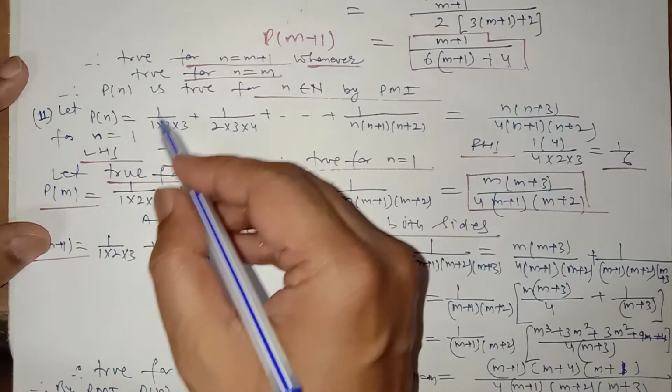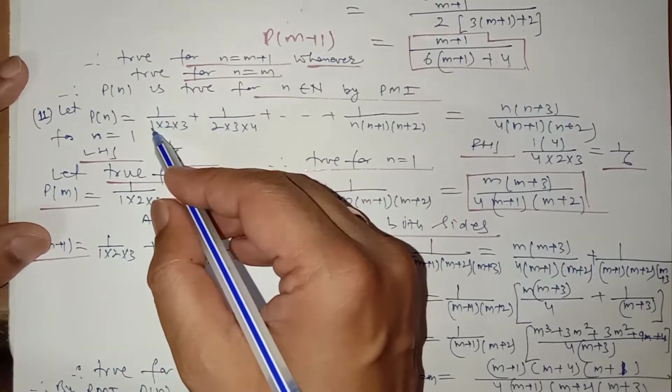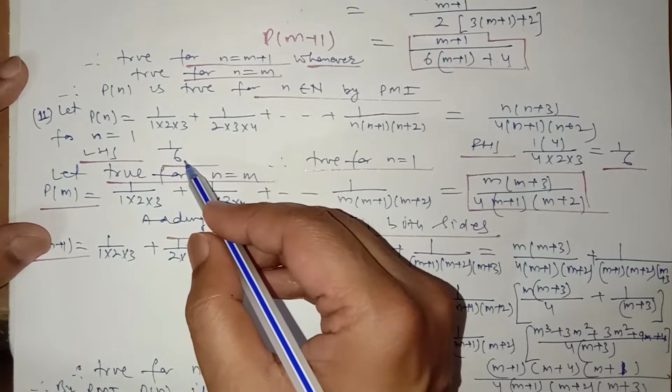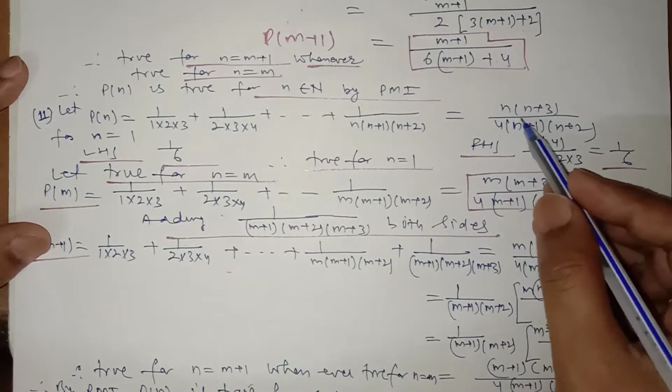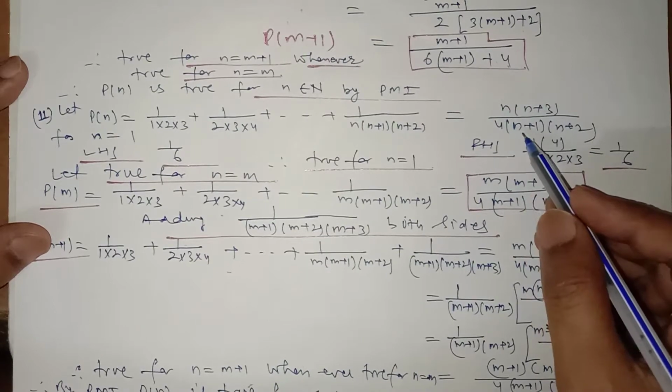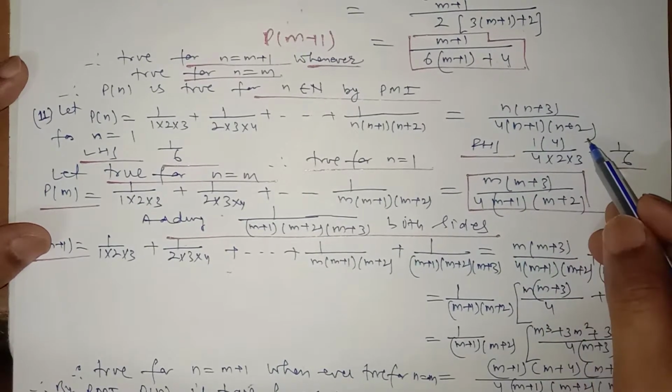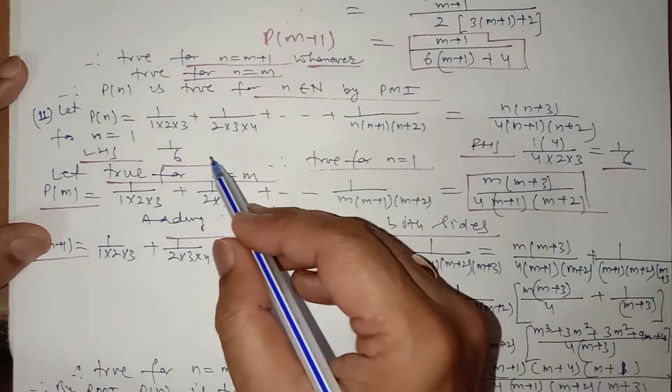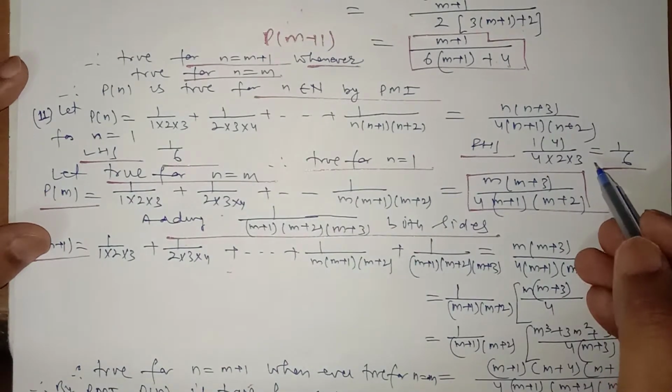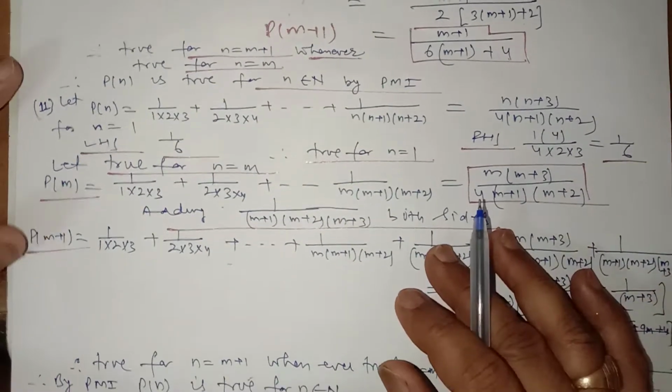So for n is equal to 1, the left hand side will be 1 upon 1 into 2 into 3, which is equal to 1 upon 6. In the right hand side, 1 into 1 plus 3 upon 4 into 1 plus 1 into 1 plus 2, which is equal to 1 upon 6. So left hand side is equal to right hand side. So it is true for n is equal to 1.